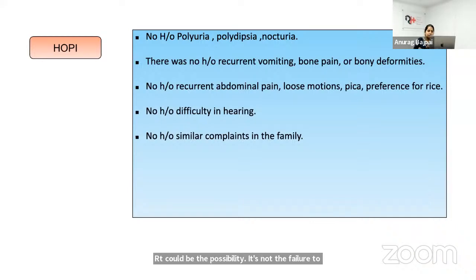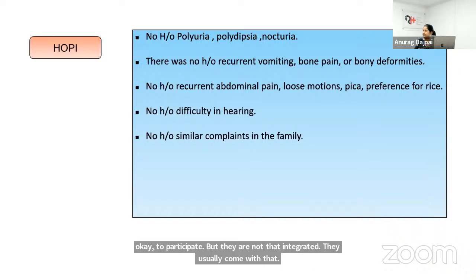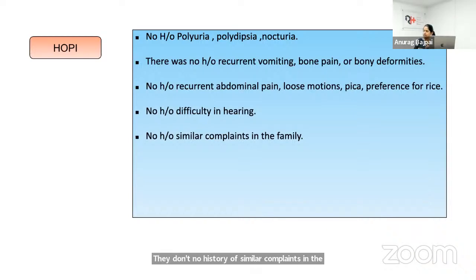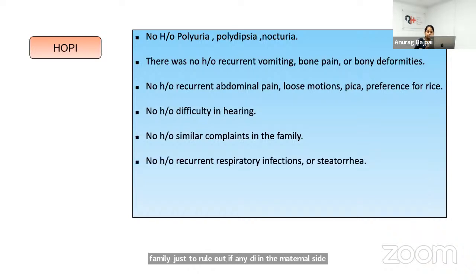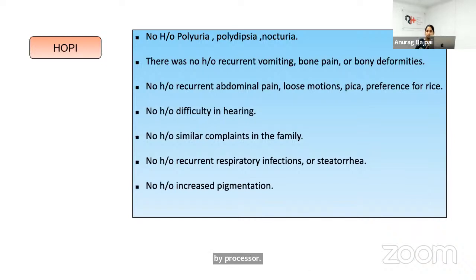Carry on. No history of similar complaints in the family, just to rule out any DI on the maternal side. He has no history of recurrent respiratory infections or steatorrhea, just to rule out cystic fibrosis. And no history of any increased pigmentation, just to rule out CAH or any sort of wasting crisis.